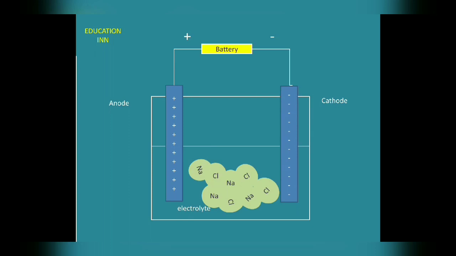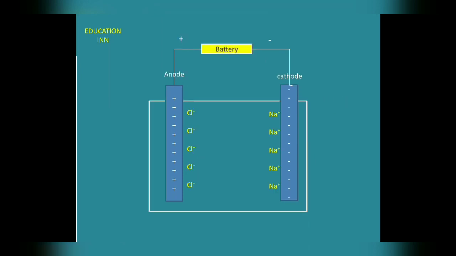This is an electrolytic cell which consists of an anode, cathode, and the electrolyte, molten sodium chloride. And the battery is connected to both electrodes. Current flows from positive to negative terminal of the battery, as shown in the diagram. When the battery is turned on, chloride ions appear on anode because they have opposite charges. And sodium ions appear at cathode as sodium ion has positive charge and cathode has negative charge.